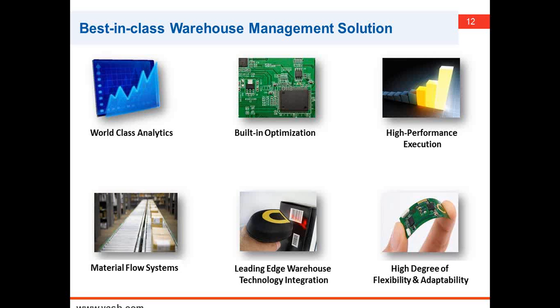We have customers running 450,000 line items a day, or running 40,000 line items in a peak hour. So the system is very scalable, and has to be able to support both large and small warehouses with high performance. Material flow system control is another area where extended warehouse management is helping you eliminate controller software between the WMS and the PLCs that are controlling conveyors or rack feeders or so forth.